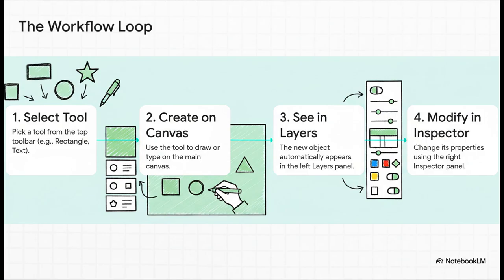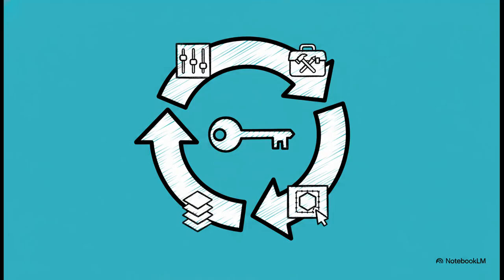Step 1, you grab a tool from the top. Step 2, you draw something on the canvas. Step 3, it immediately pops up in your layers list on the left. And step 4, you click on it and tweak all its properties over in the inspector on the right. That's it. Tool, canvas, layers, inspector. That's the rhythm. That's the fundamental dance of working in Figma.